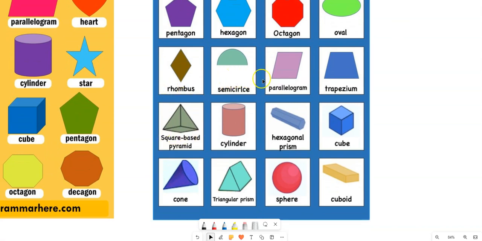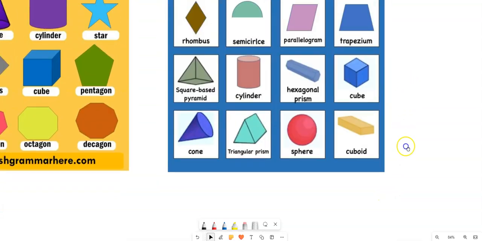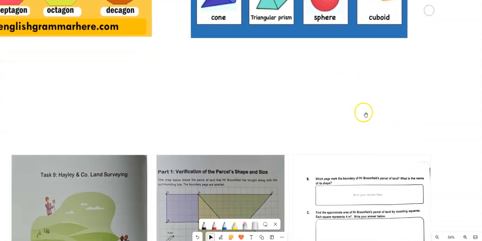Rhombus, semicircle, parallelogram, trapezium, square-based pyramid. You see at the bottom of it, it's square, and it has the apex. Okay, cylinder, hexagonal prism, cube, cone, triangular prism, sphere, and cuboid. Those are some basic facts regarding shapes.